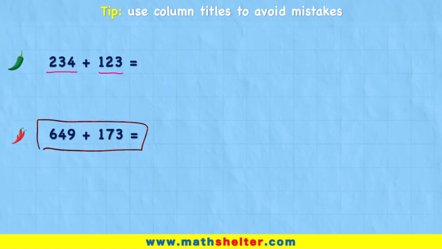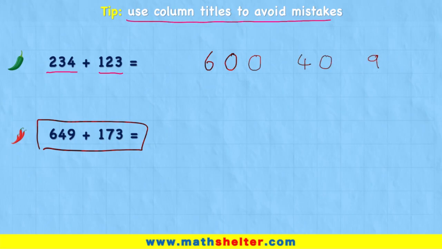And the first method we're going to use is like a halfway method between the partitioning method you just saw and the full quick column addition. Let's have a look at this question again. And I have 649. So my 649 I'm going to break into a 600, a 40 and a 9. Now at this point I'm going to follow my tip, and I'm going to use column titles to avoid mistakes. This column is my 1s, this is my 10s, and this is my 100s. Now I'm adding it to 173.